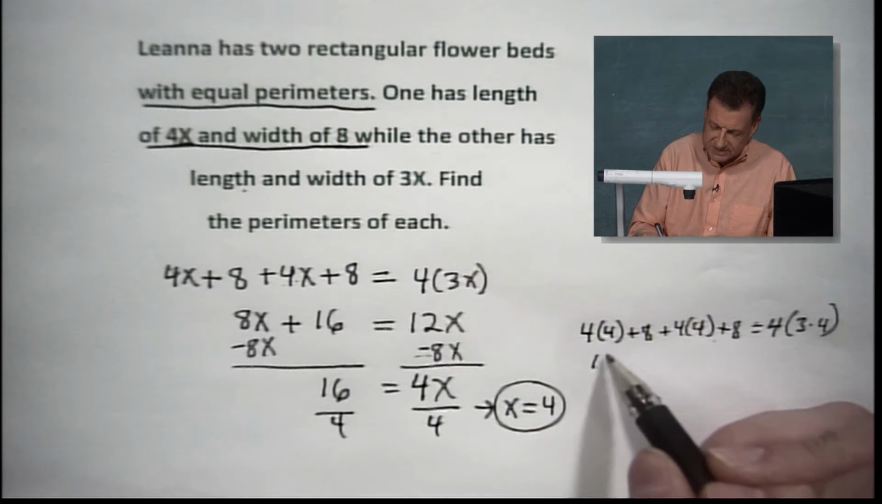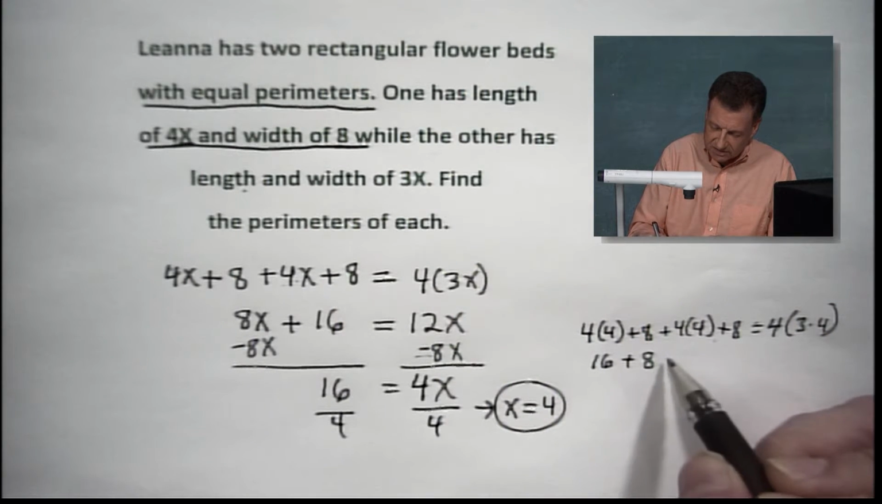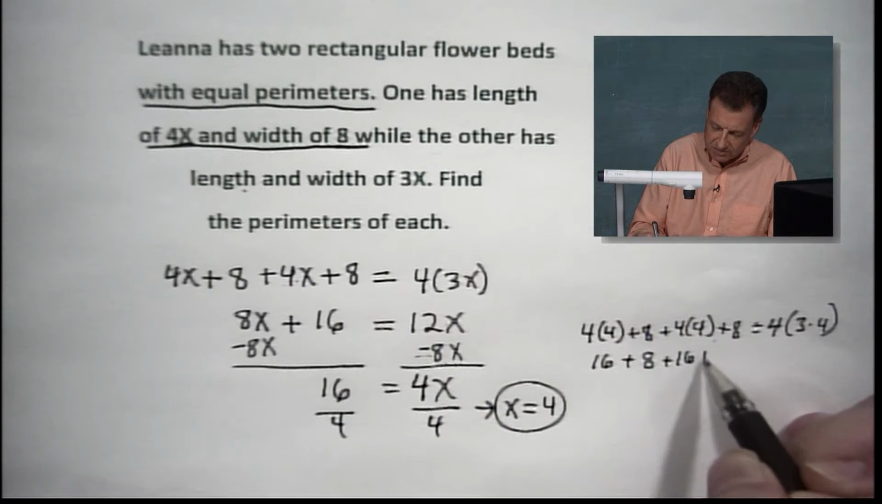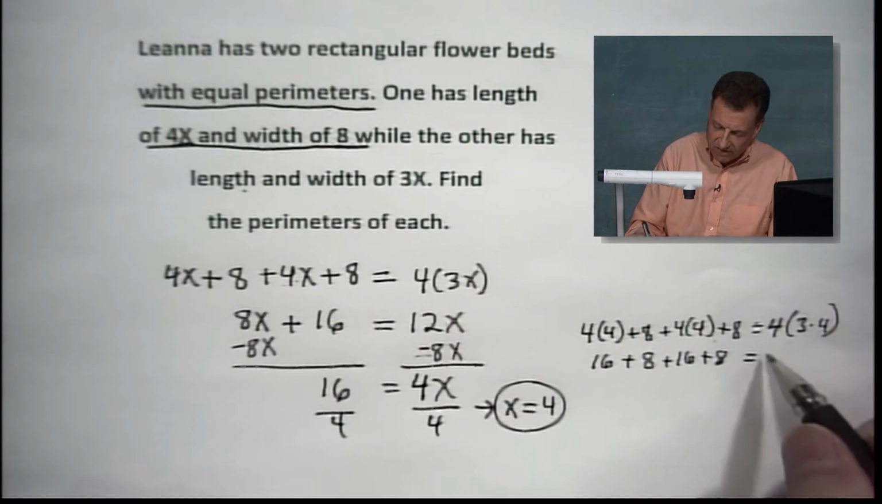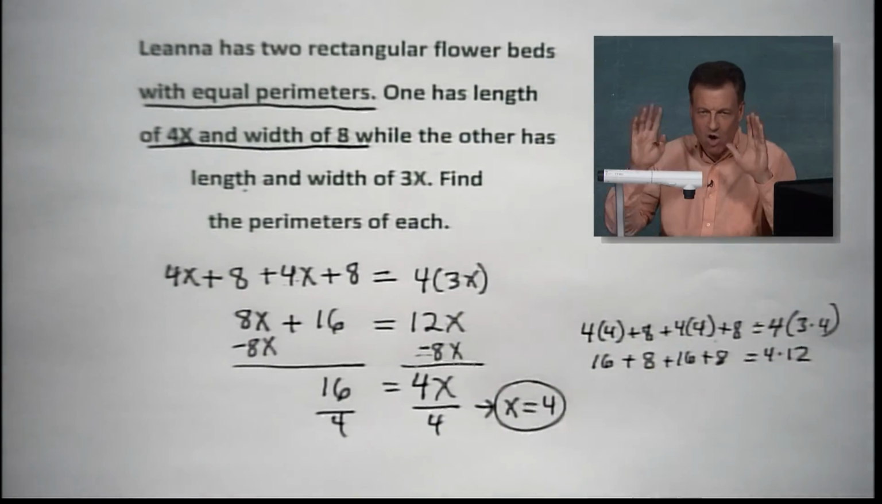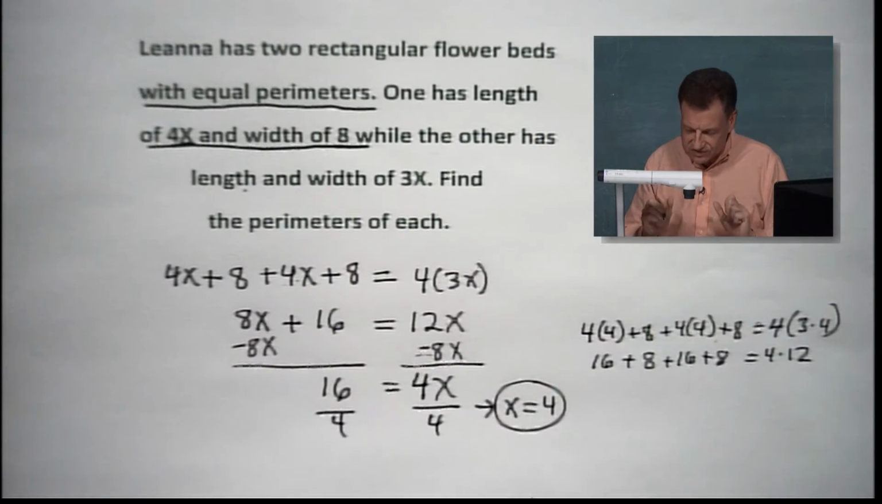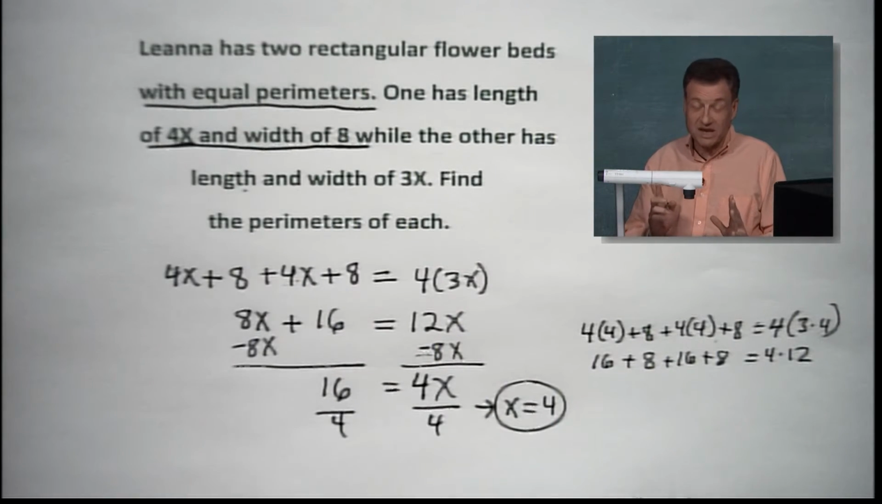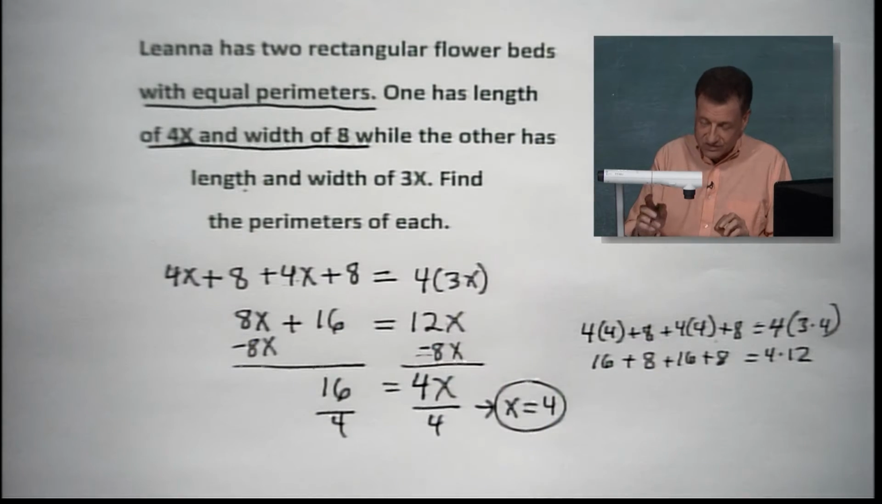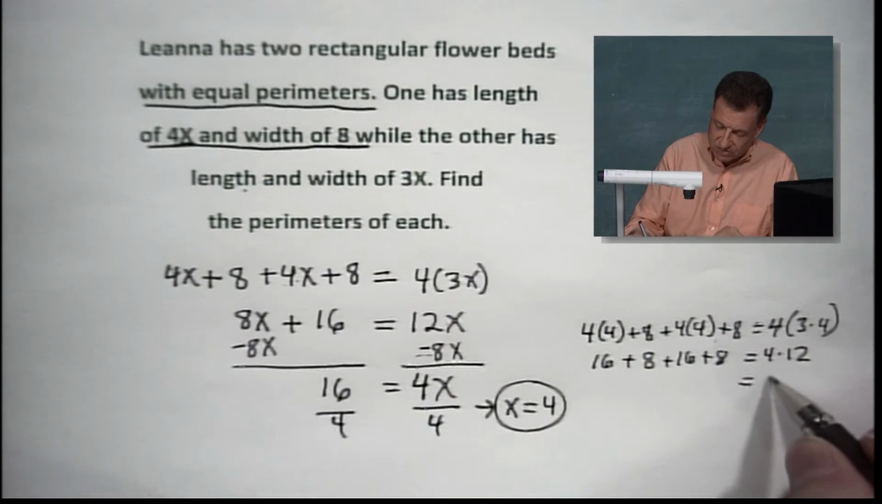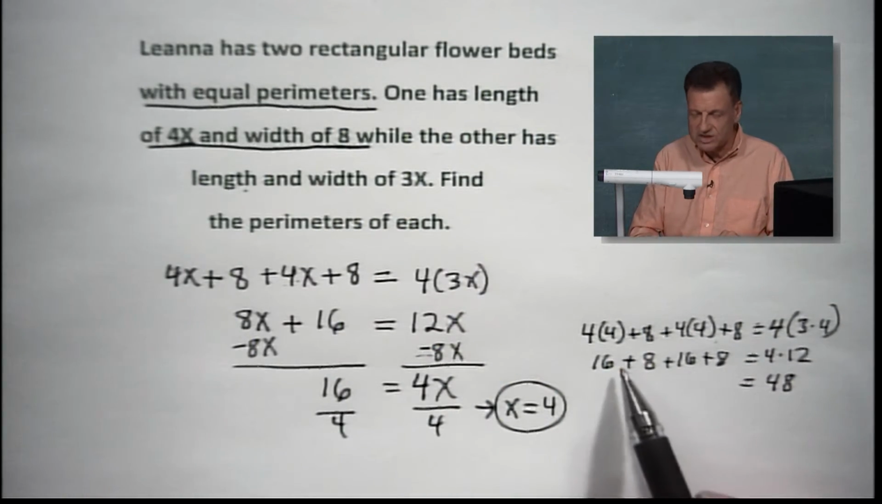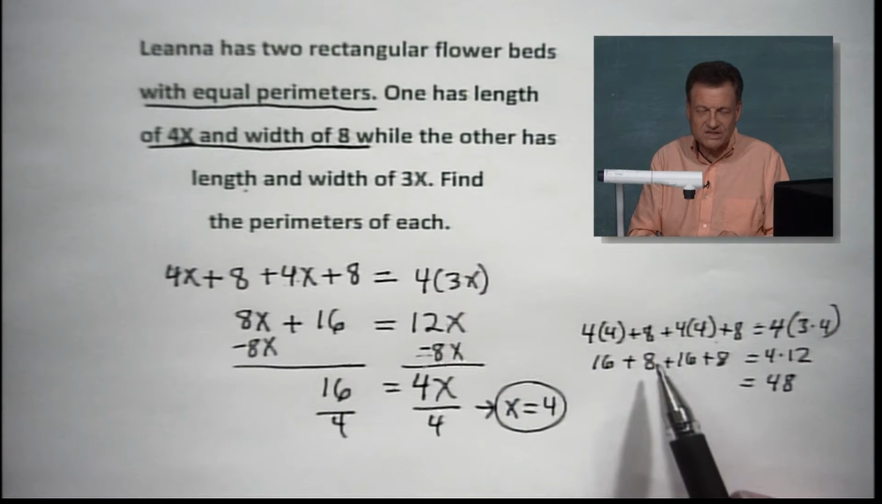4 times 4, that gives me 16. I've got 8. I've got 16 plus 8. Over here, I've got 4 times 12. My hope is that we're going to get the same number. We have to get the same number if we've done it right. And it should be, looks like 4 times 12, which is 48. Now the question is, is all this good stuff going to add up to give us 48?